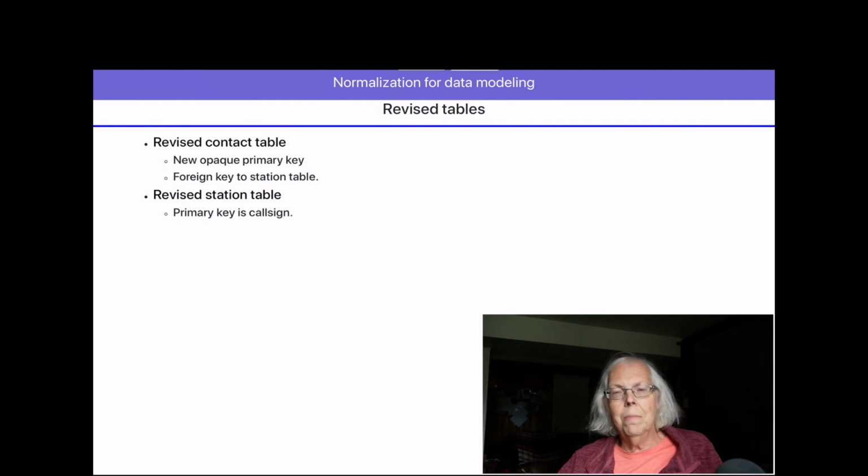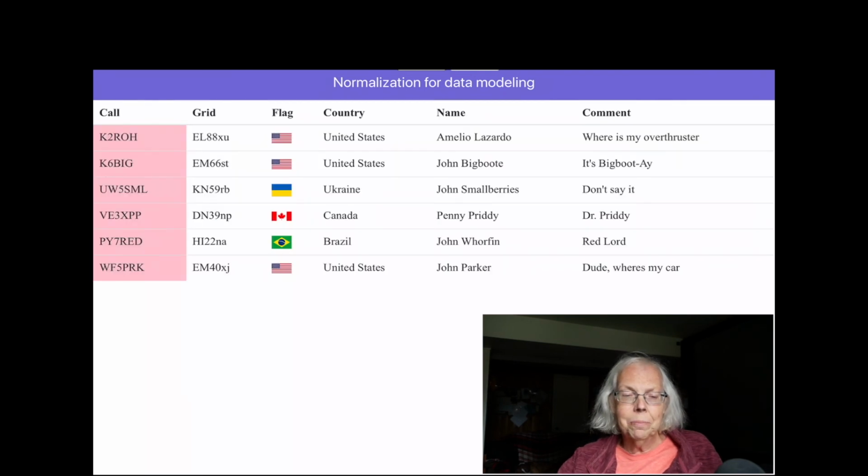In our station table, the primary key is the call sign, so that's what makes the foreign key relationship. We store the primary key of the related table, and it looks like this. So there's a call sign, we have the grid, which is the location, and we have the country, which has a flag. We have the operator name and a comment on either the operator or the station. So that's all there is to it. Now you can go away and try it for yourself.